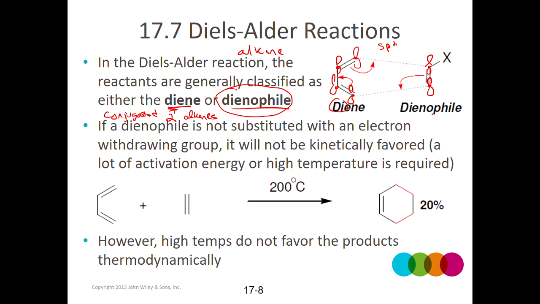And the other one is really just an alkene, but we call it the dienophile because it likes to, or can, react readily with dienes. So one is a diene, and the other one is the one that wants to react with the diene, or the dienophile.